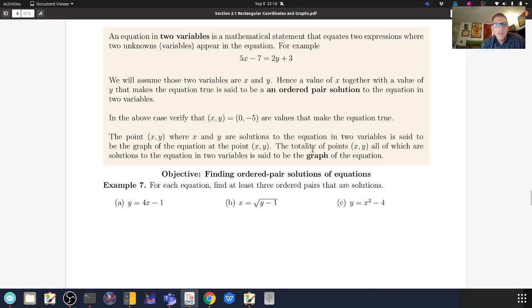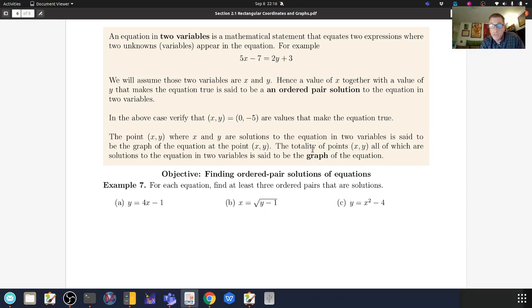So an equation in two variables is a mathematical statement that equates two expressions where two unknowns, which are variables, appear in the equation. Those unknowns are almost always going to be x and y. Here's an example: 5x minus 7 is equal to 2y plus 3. So we will assume these two variables are x and y. Hence a value of x together with a value of y that makes the equation true is said to be a single ordered pair solution.